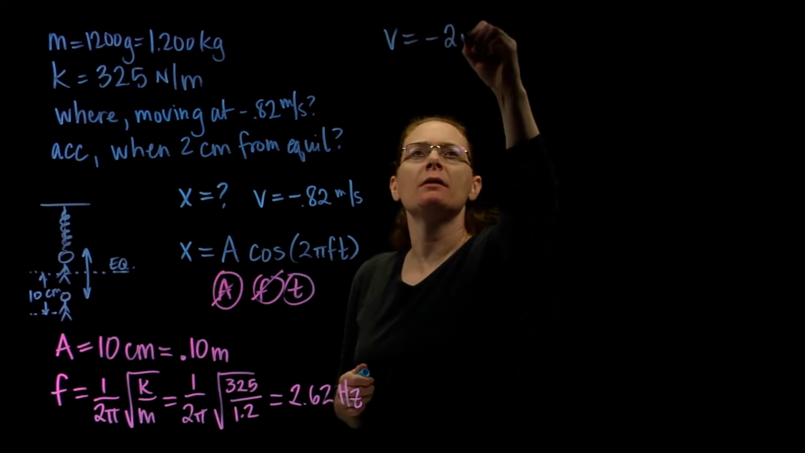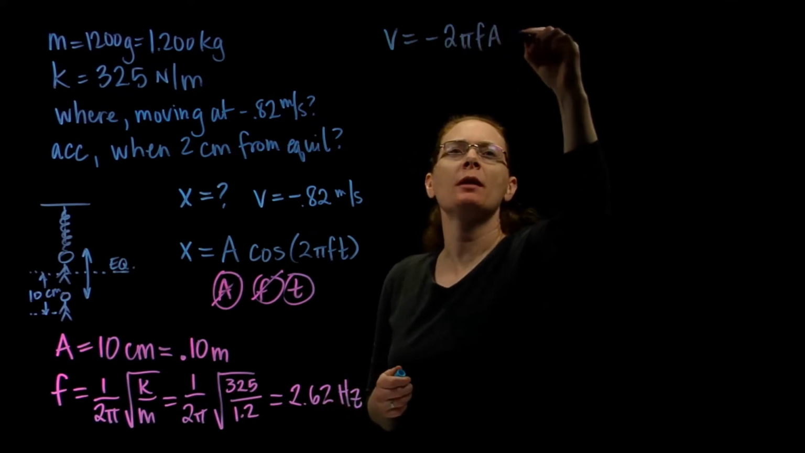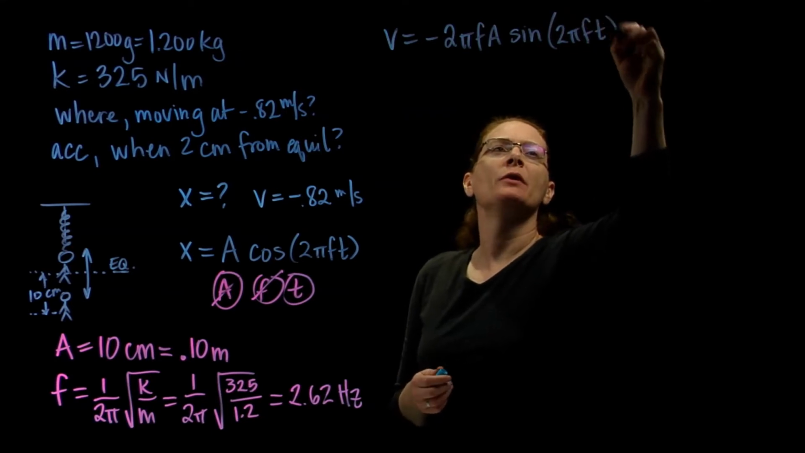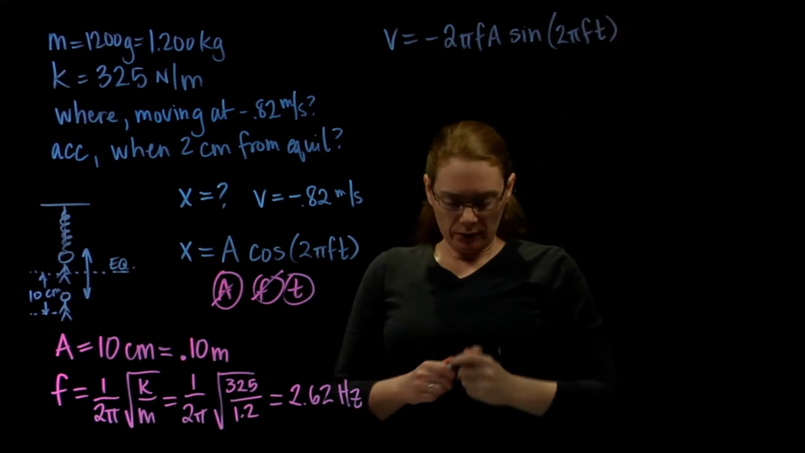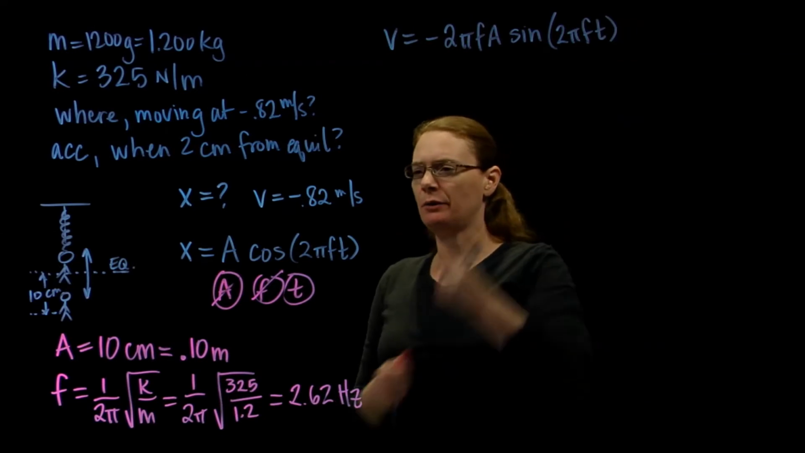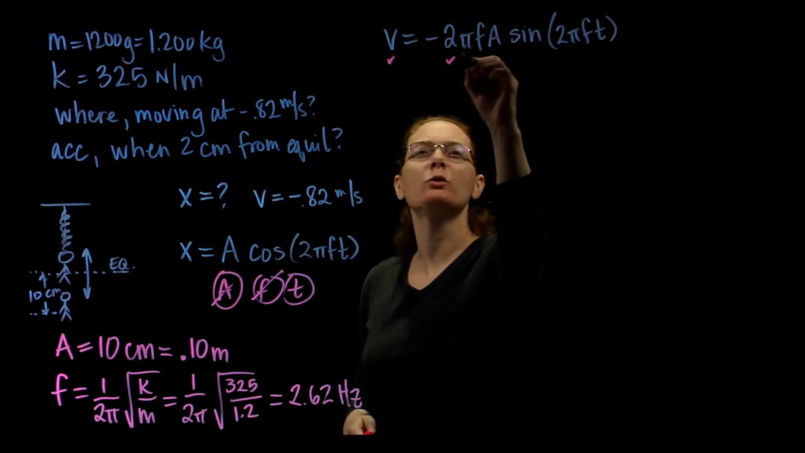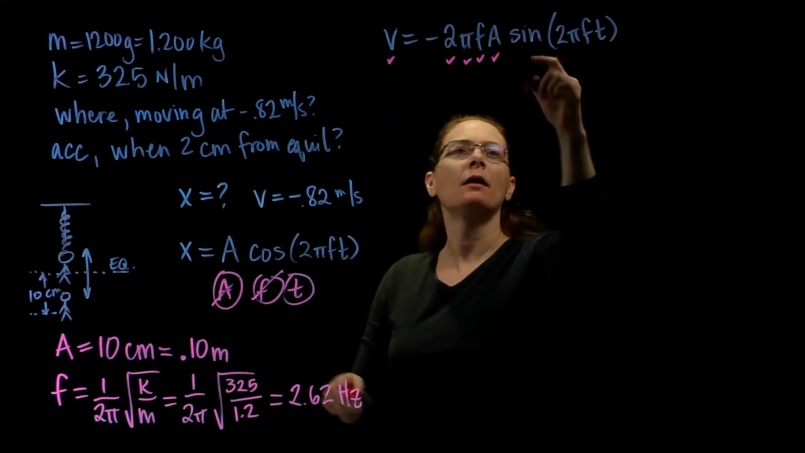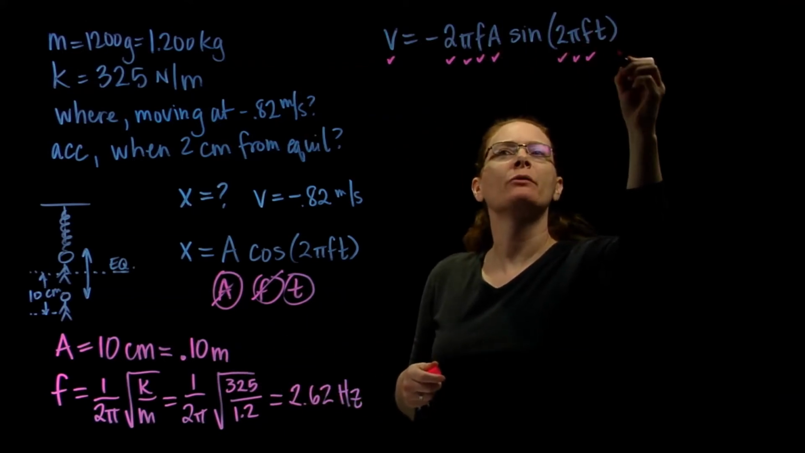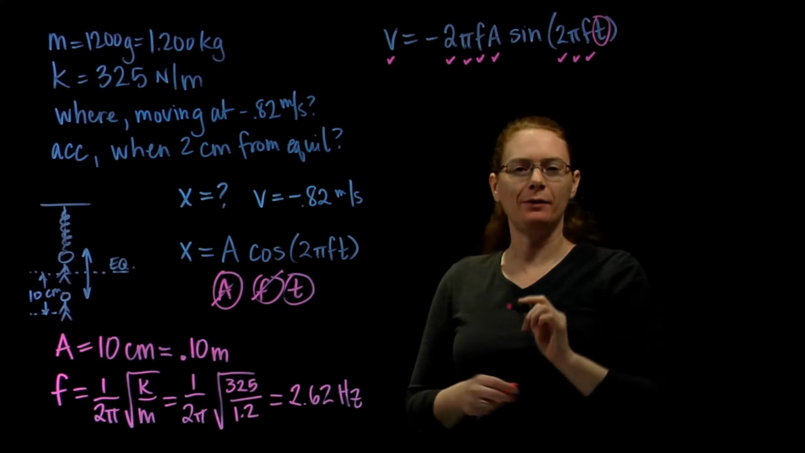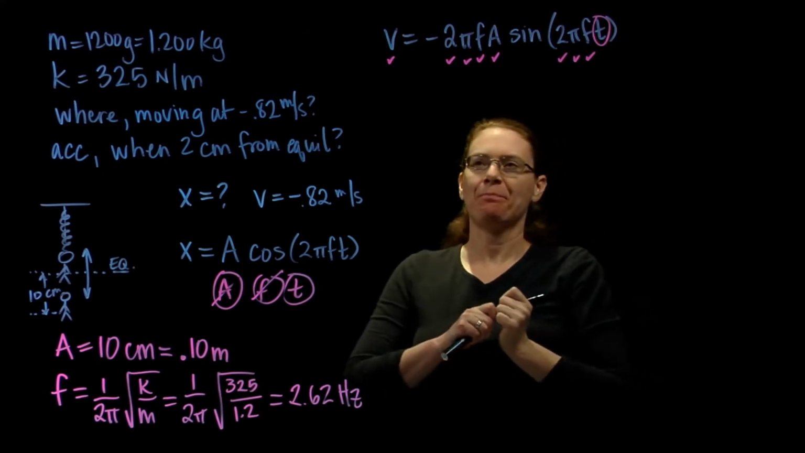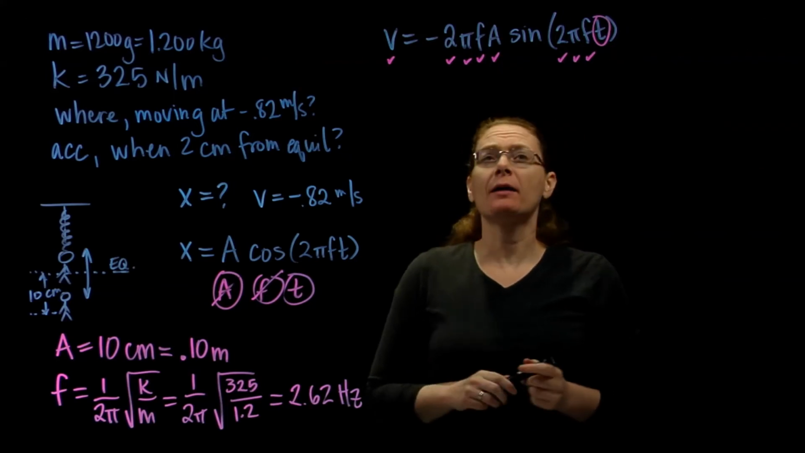Velocity is negative 2 pi frequency times amplitude times the sine of 2 pi ft. All right, so if I know my velocity, I know 2, I know pi. Hey, I just figured out f. I just figured out A, sine 2 pi f. Look at that. The only unknown is time. I can use this equation to get my time. Now, it's not going to be pretty, but I can do it.